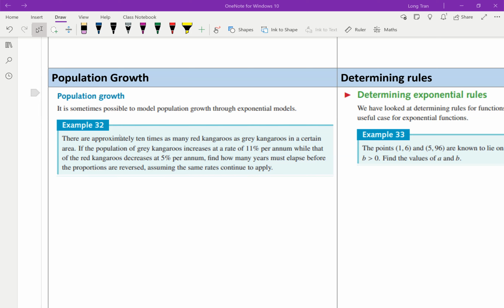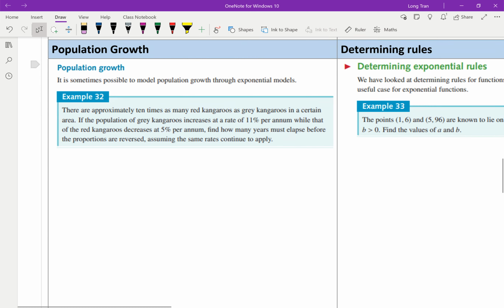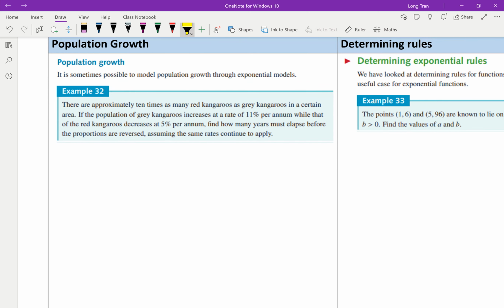Hey there, year 11s. This is a population growth example now. And really, in this example here, I'd say the confusing part is not so much the technique, but more so the interpretation. So here it says there are approximately 10 times as many red kangaroos as gray kangaroos.